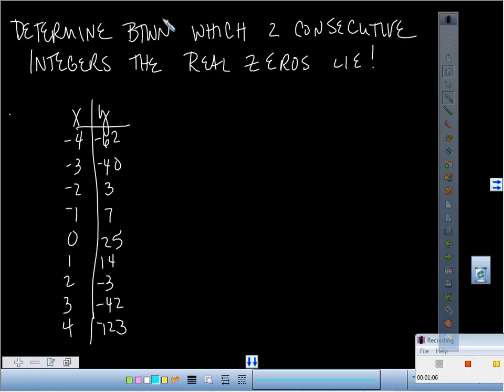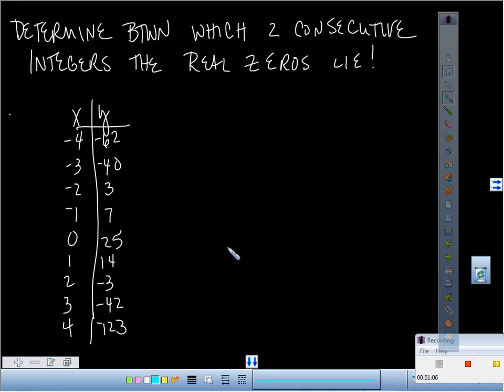Determine, you tell me, first of all, what does consecutive mean? Yeah, one right after the other one. All right, and an integer is just no what? No fractions and no decimals. Okay? So when I look for zeros, am I looking at the x's or the y's? The x's. These are going to be where the zeros are between which of these numbers over here.